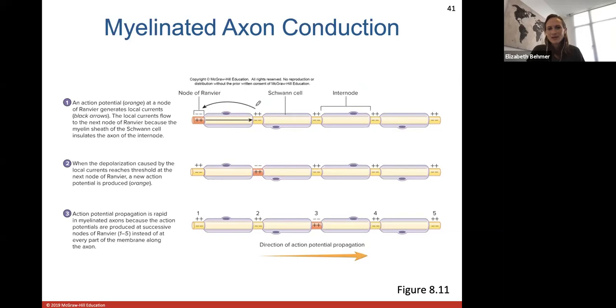I'm not sure why the arrow goes back that way, because I think it should be going this way, because it's showing the direction of the action potential. It's a local current. So this is showing how the action potential here has become depolarized on the inside, and then in the second step, it's jumping to the next area, and then it's jumping to the next area. So we have the saltatory conduction of the action potential down the axon.